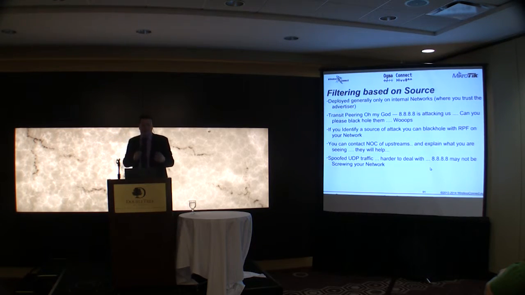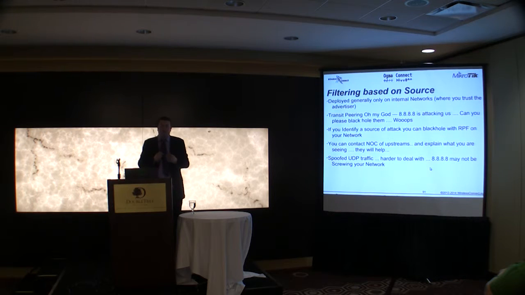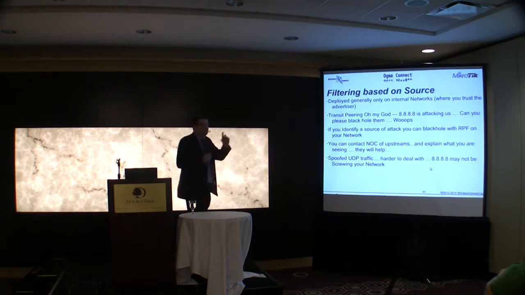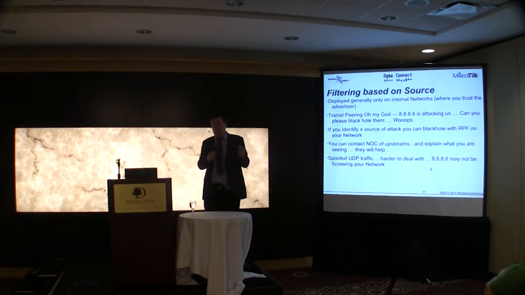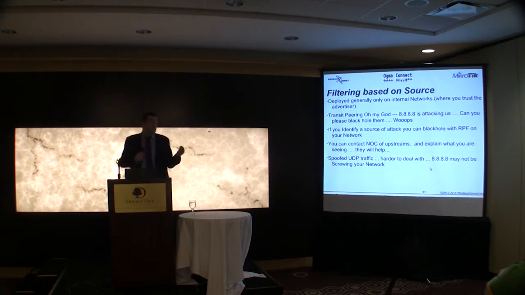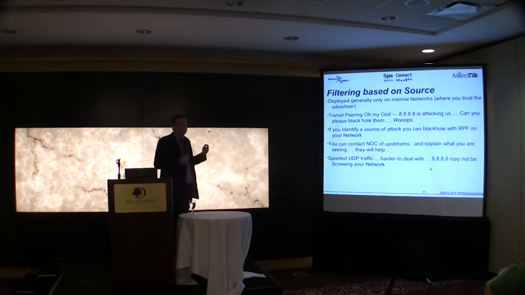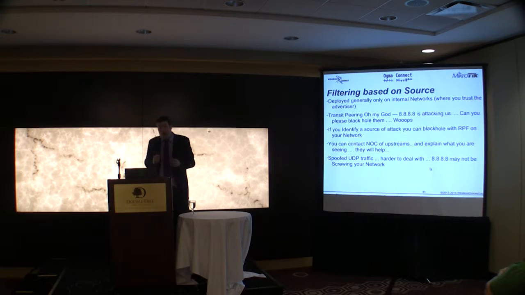You can explain what you're seeing and they'll help as well. So the main thing is, with spoofed UDP traffic you can't do anything about it. That's why when you're advertising black hole routes to your upstream providers, they're only going to accept IPs from your network and not 8.8.8.8. Simple as that. They'll go, we can't black hole that.